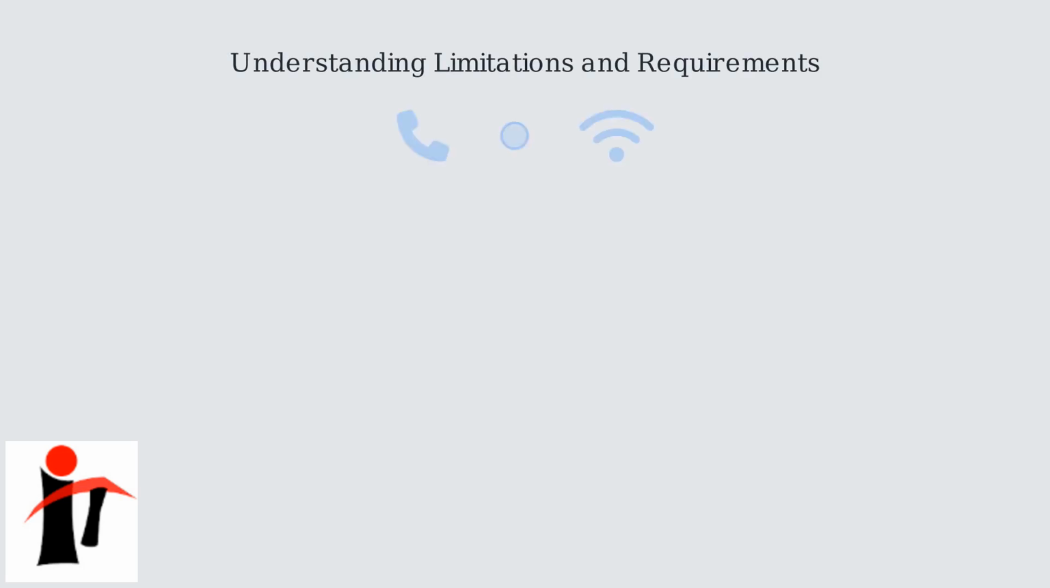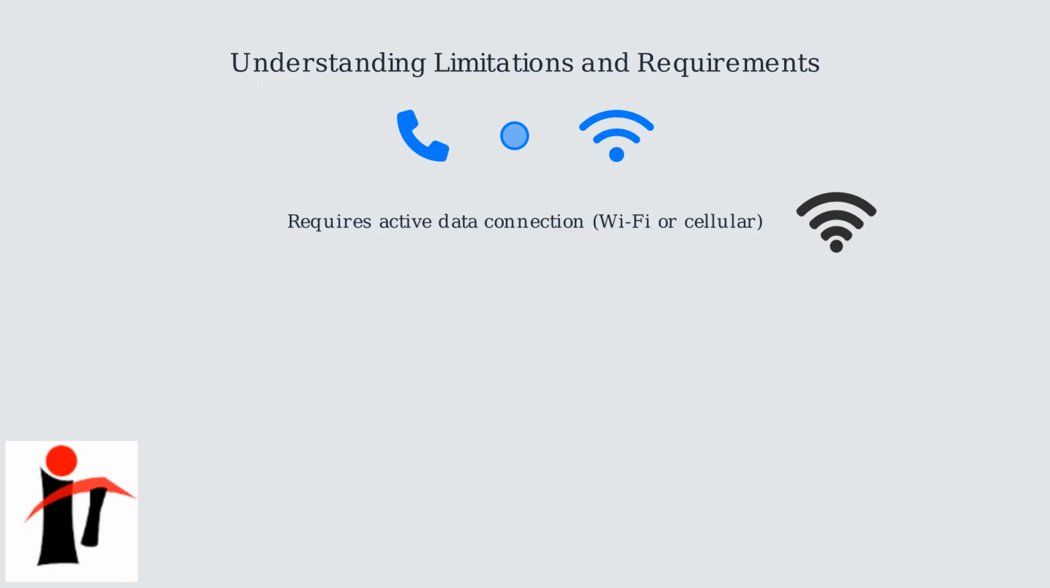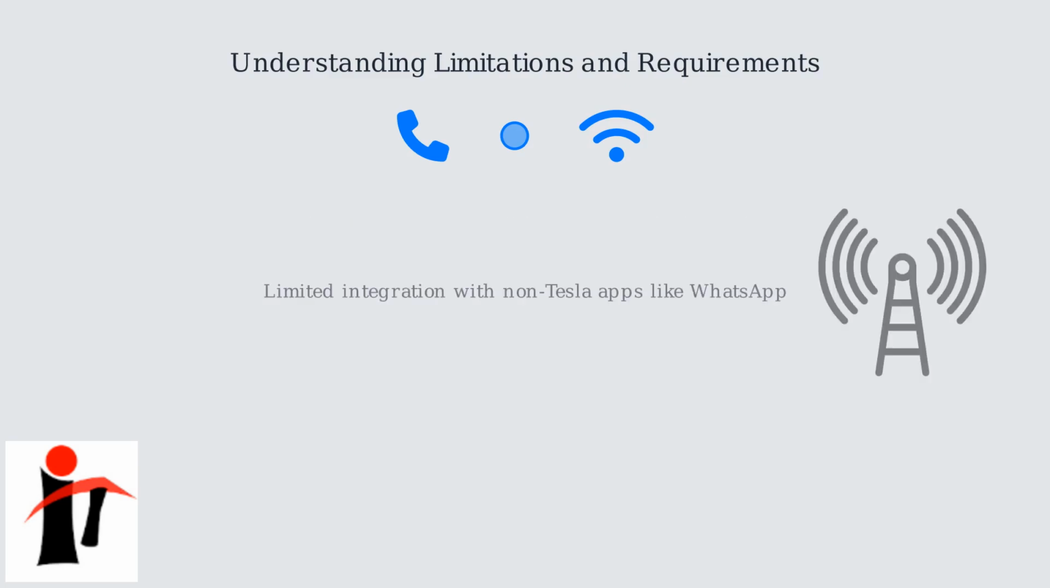Tesla's hands-free texting has some important limitations and requirements to keep in mind. The system requires an active data connection, either through Wi-Fi or cellular service, because it relies on cloud-based processing for text-to-speech and speech-to-text functions. Additionally, the feature doesn't fully integrate with non-Tesla messaging apps like WhatsApp. Users may need third-party workarounds or apps to enable hands-free functionality with these services.